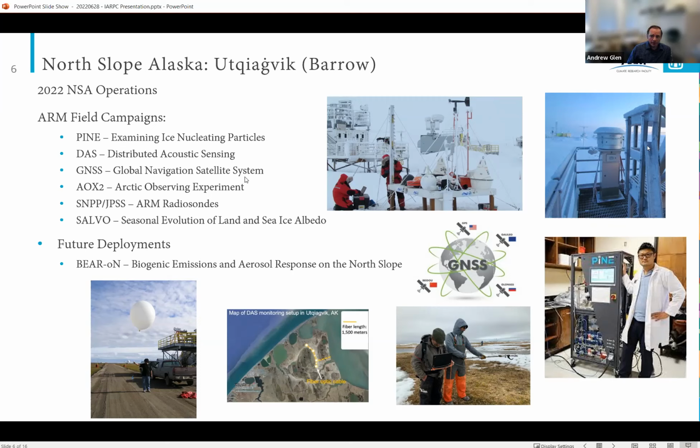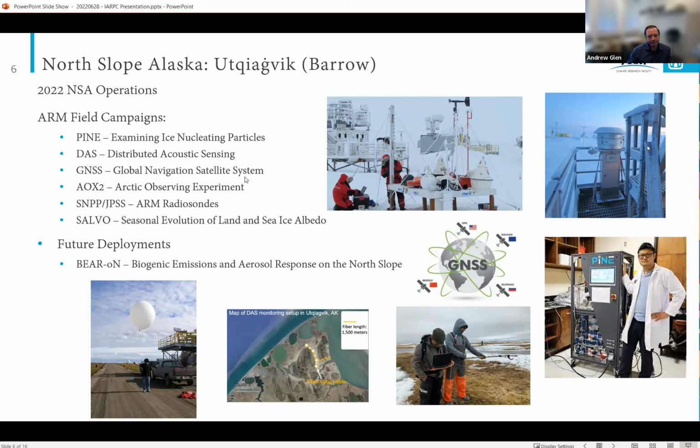We have a number of ongoing field campaigns right now, and thanks to our colleagues at NOAA as well, who are hosting some of these instruments in some of their lab space. So the PINE instrument, which is from Naruki in West Texas, is currently situated in the NOAA observatory across the street. We've got work with distributed acoustic sensing, GPS work, and other radiosonde efforts that are matching to satellite overpasses.